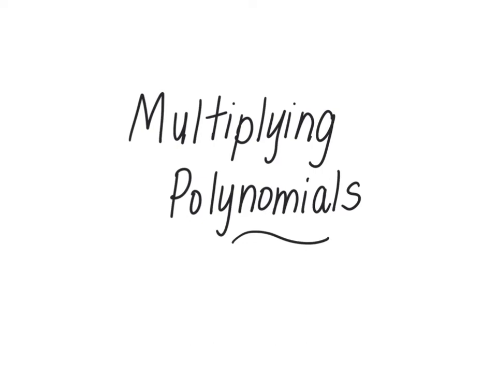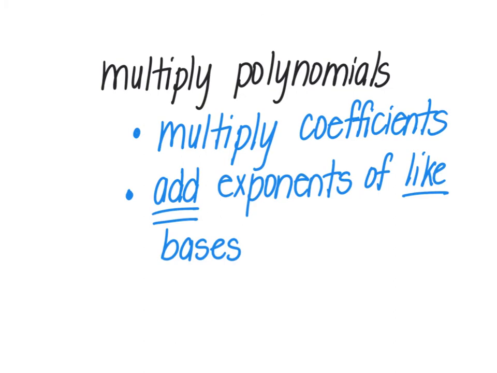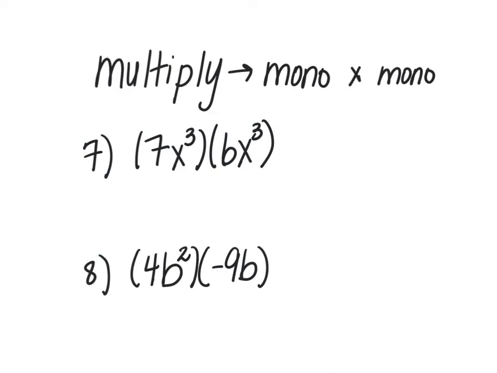In this video, we're going to look at multiplying polynomials. When you multiply polynomials, you'll multiply the coefficients and then you will add the exponents of like bases. We're first going to start with multiplying a monomial times a monomial, so one term times one term. Again, the idea is to multiply the coefficients and then add the exponents of like bases.